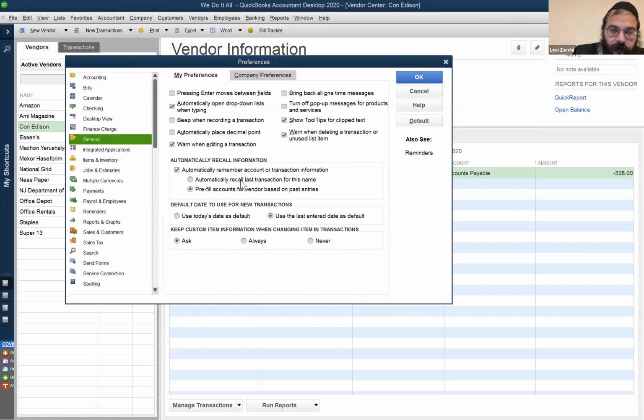We had the remembering of the accounts. That's why when I wrote the check, it automatically pre-filled the account to assume that it's utilities, because it knows the vendor National Grid. Even though it wasn't a check before, it was a bill, we said for National Grid, the type of expense, the account that we use for it, is a utility account.